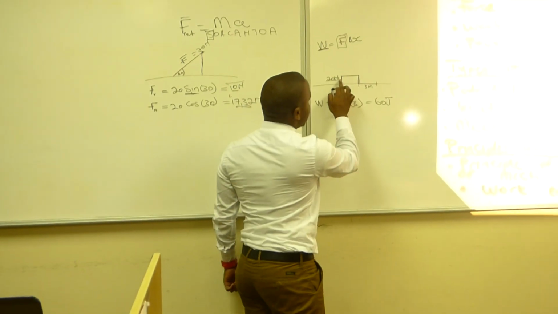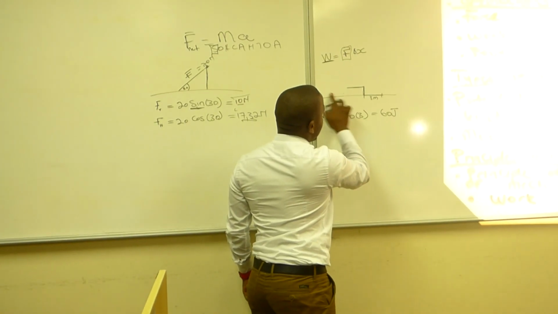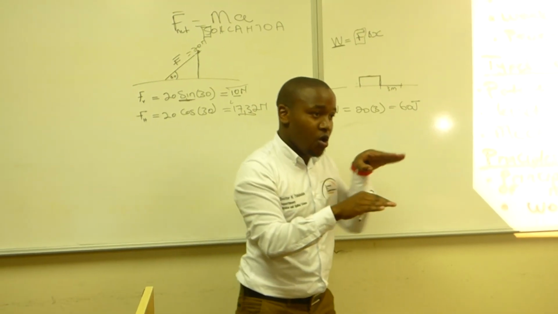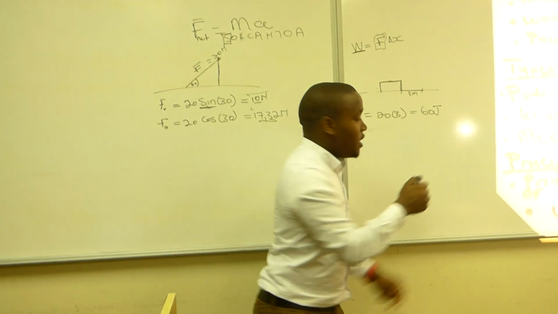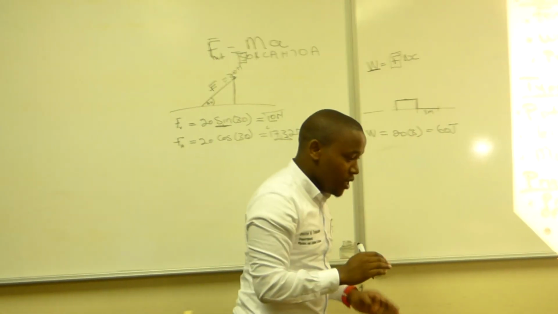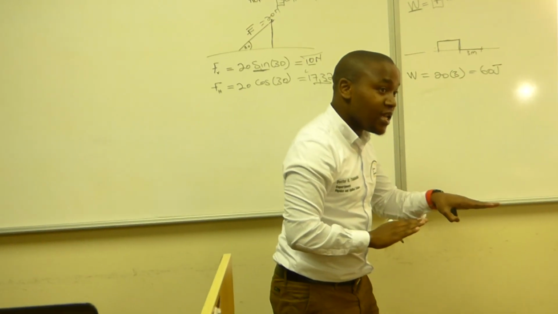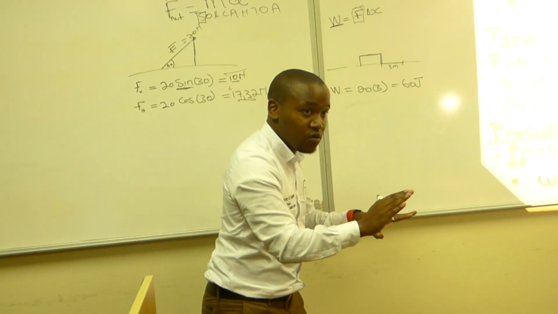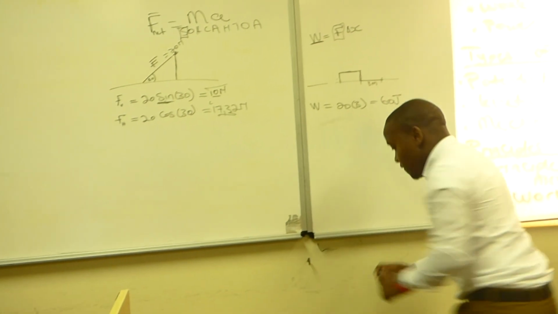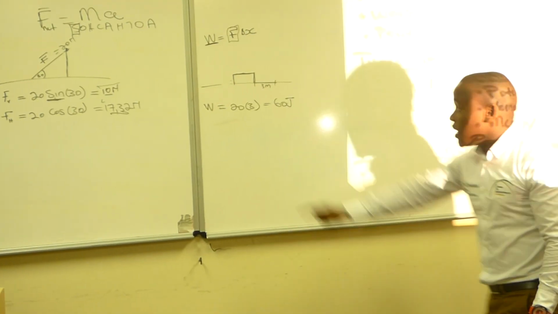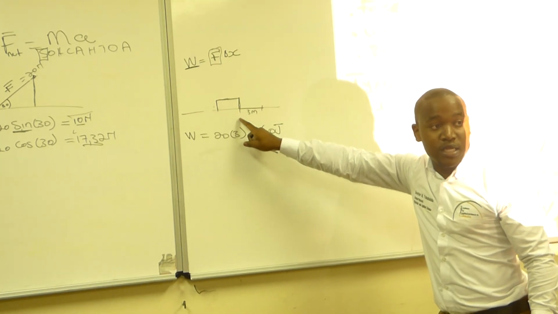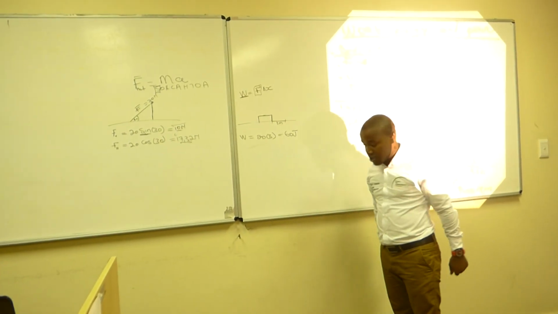Now let's change the dimension here. Suppose Lindiwe applied a force horizontally. This force is horizontal, right? Meaning the angle of inclination between the force and the direction of displacement is 0. Lindiwe just applied a force of 20 Newton, and that force caused an object to be displaced a distance of 3 meters in the x direction.